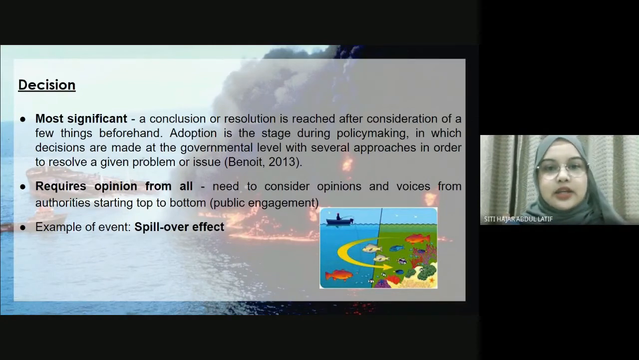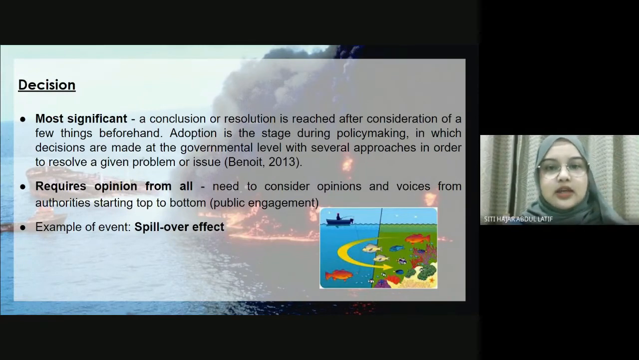The next point in this step is that it requires opinion from all. In this case, decision making or adoption is to be made by considering all opinions and voices from authorities starting from top to bottom. An example of bottom authorities that need to be taken into consideration is the public. Public engagement in formulating a policy is very important to ensure the policy is implemented successfully.